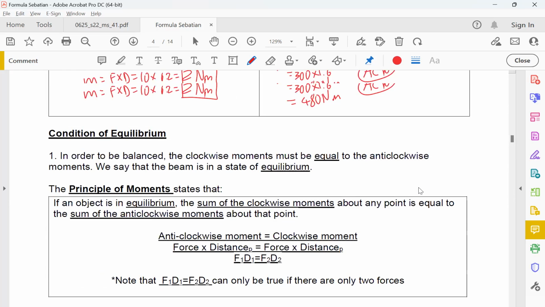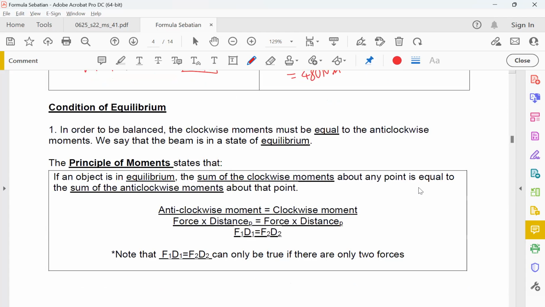Okay. Please copy everything down and then attempt the 4 questions. You'll need a little bit more time on this one. You're going to have 10 minutes.